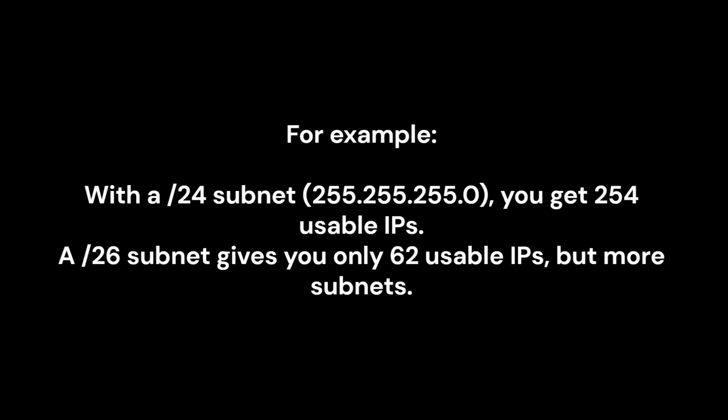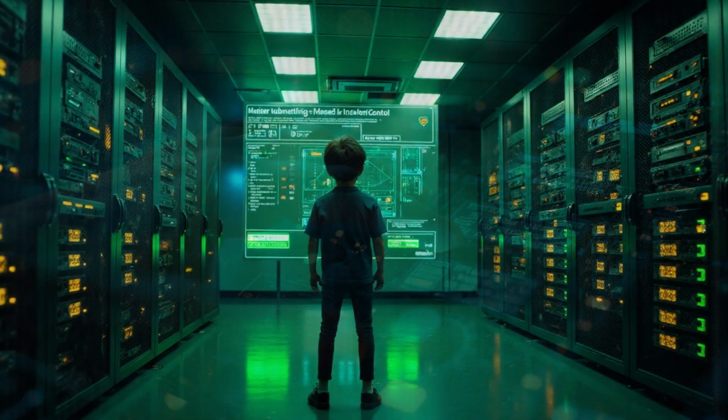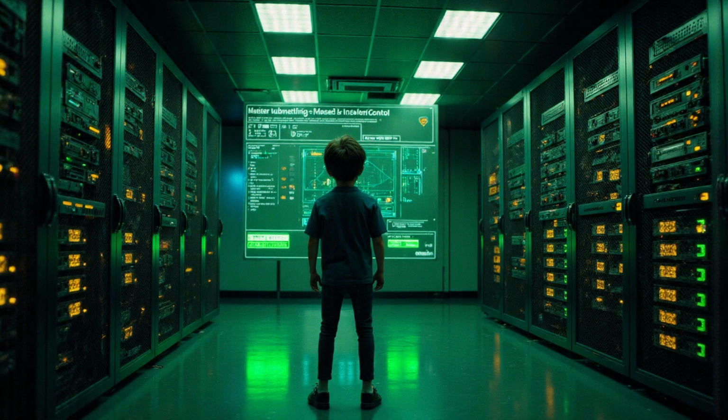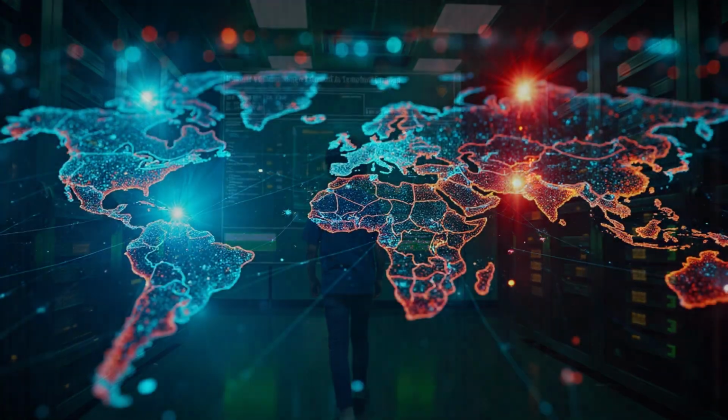For example, with a /24 subnet, you get 254 usable IPs. A /26 subnet gives you only 62 usable IPs, but more subnets. Whether you are setting up a home lab or protecting enterprise infrastructure, mastering subnetting is a must-have skill in cybersecurity. It empowers you to organize, isolate, and secure your digital environment.